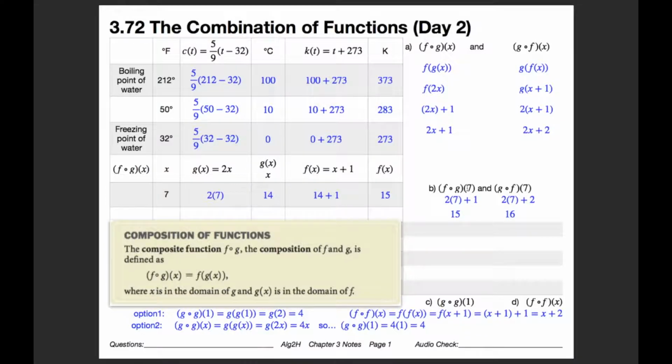So notice that the order matters. If you compose f in g, then you get 15, but if you compose g in f, you get 16. Similarly, the order matters up here when you're finding the actual functions. You do 1 first, it's 2x plus 1, then in the opposite order, it's 2x plus 2. So order matters. What if we wanted to find g composed in g of 1?